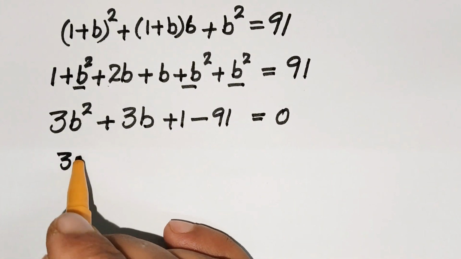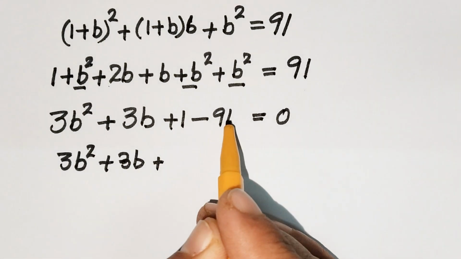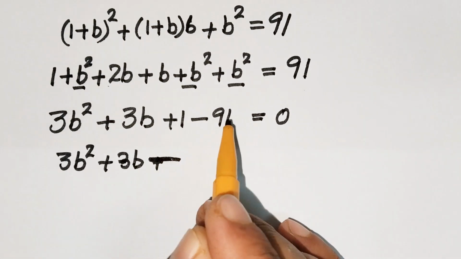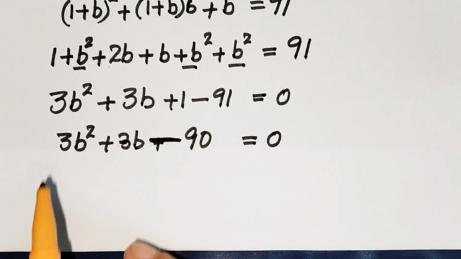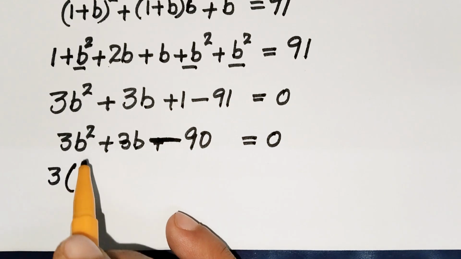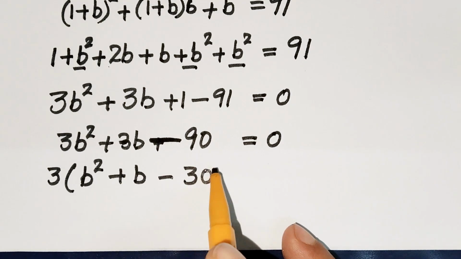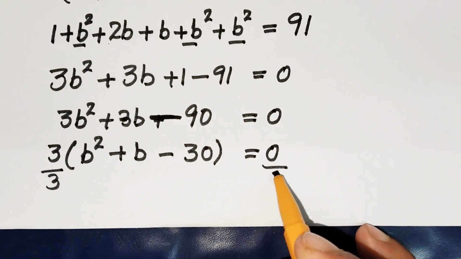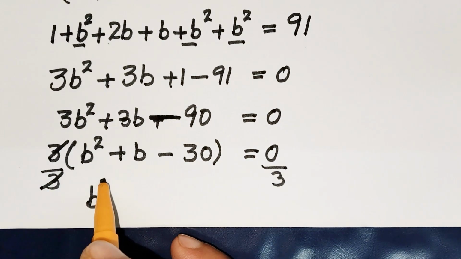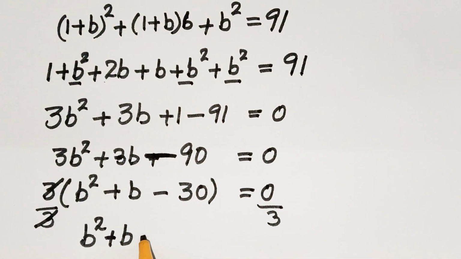So now 3b squared plus 3b, and minus 91 plus 1, we write the negative sign, and 91 minus 1 gives 90, which is equal to 0. So now we take 3 common, and we have b squared plus b minus 30 is equal to 0. Dividing both sides by 3, we get b squared plus b minus 30 is equal to 0.